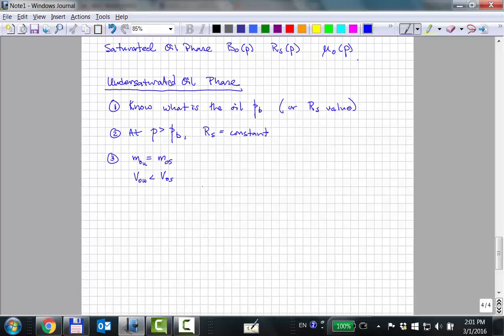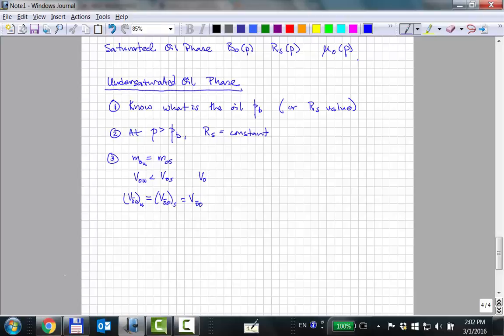If we take either of these oils to the surface, how much surface oil do we get? The same amount. You get the same mass. You take the same mass through the same process, same composition, you get the same amount of surface oil. Surface oil in the undersaturated state is equal to the surface oil in the saturated state. It's just whatever it is.